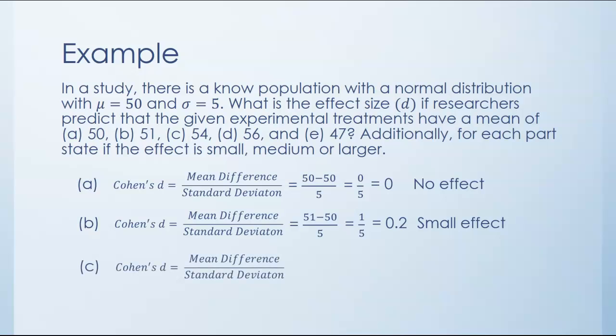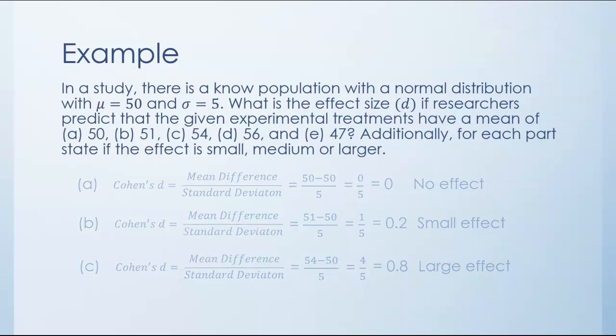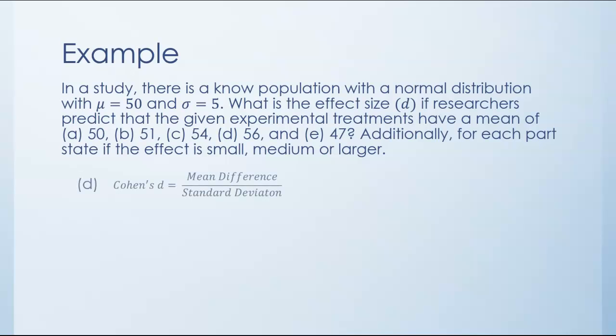So now let's do C. This is 54 minus 50 over 5, so that would be 4 over 5, or 0.8, and that would be a large effect according to my chart. So remember, 0.2 was my small effect, 0.5 was my medium, and 0.8 was my large effect. So we'll continue on with part D. Again, we're doing our mean of our differences, so we're going to do 56 minus 50, which would give us 6 over 5, or 1.2. Again, that would be a large effect.